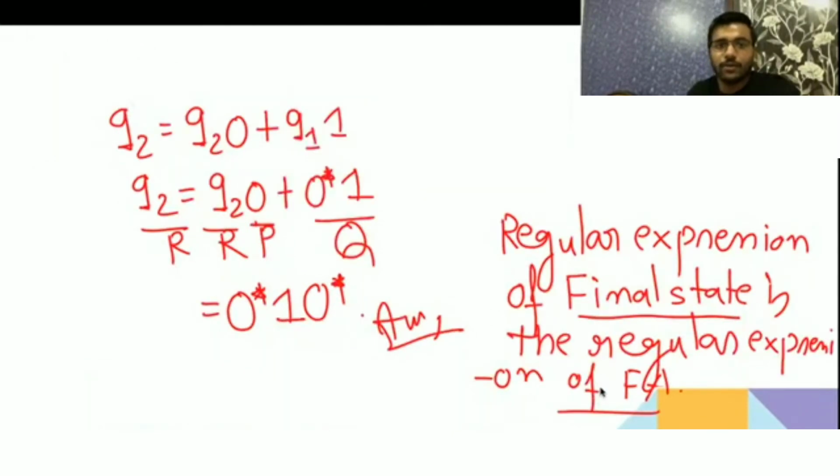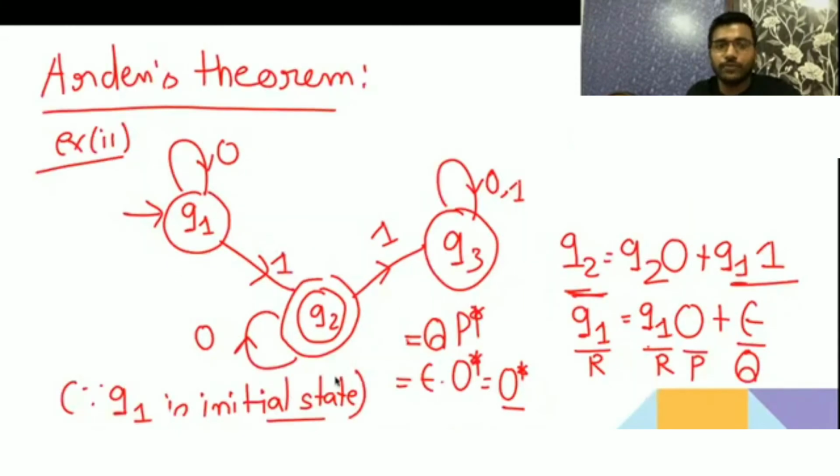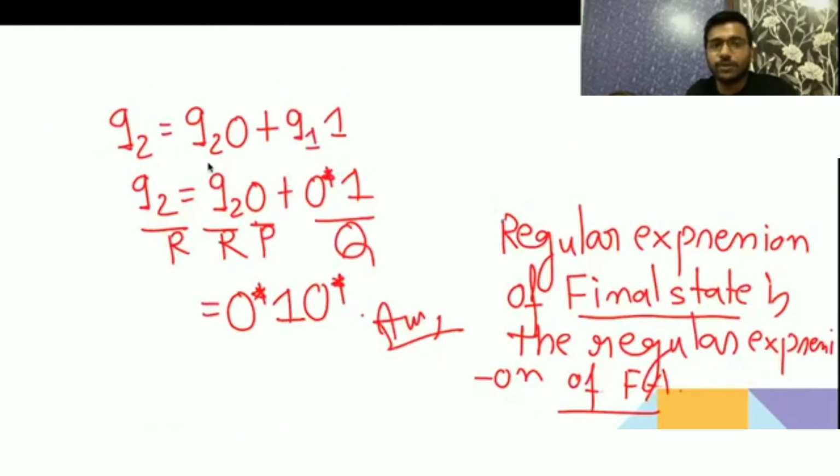Now for Q2, Q2 is equal to Q2 0 plus Q1 1. In place of Q1 you substitute 0 star. Again it is in the form R equal to Rp plus Q, so it is going to Qp star, where Q is 0 star 1 and P is 0.